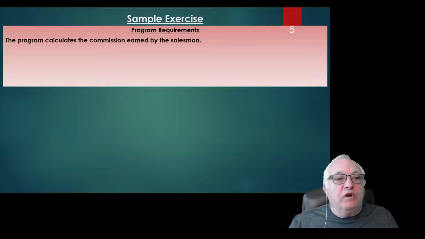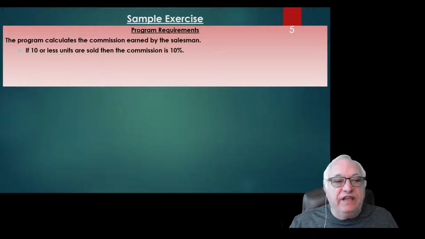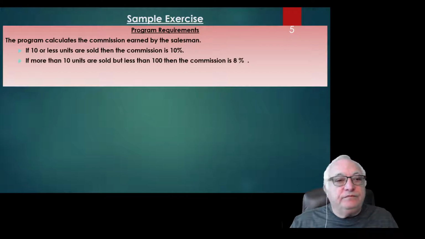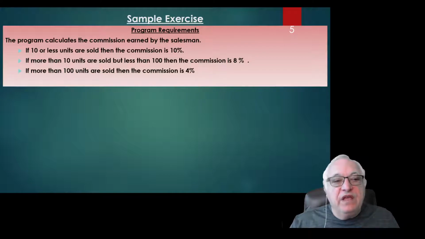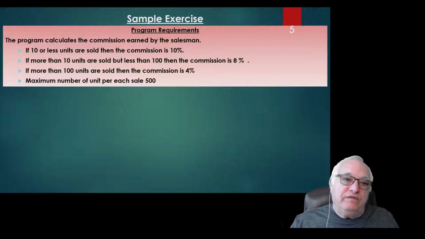Okay, program requirements. The program calculates the commission earned by the salesman. If 10 or less units are sold, then the commission for the salesman is going to be 10%. If more than 10 units are sold but less than 100, then the commission for the salesperson is going to be 8%. If more than 100 units are sold, then the commission will be 4%. Maximum number of units for each sale is going to be 500 units.